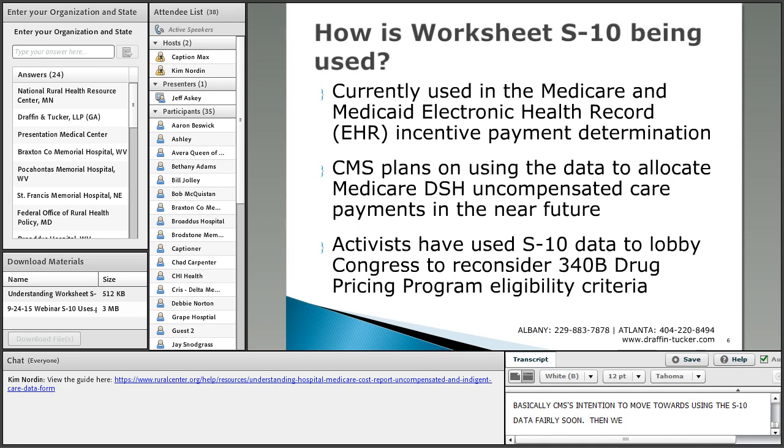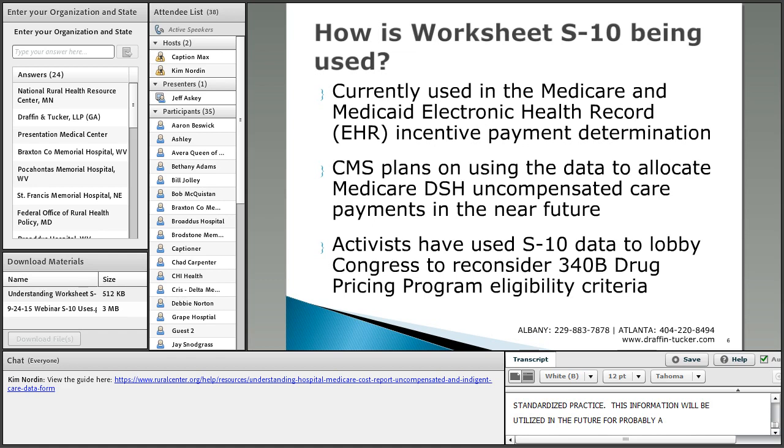So how is the Worksheet S-10 being used today? Well, we mentioned yesterday that it does have some impact on your Medicare and Medicaid electronic health record, EHR, incentive payments in the determination of how much your facility receives. I think we mentioned yesterday that those will be phasing out fairly soon, if they haven't already. CMS is planning to use the S-10 data to allocate your Medicare DISH uncompensated care payment pool in the near future. And again, we're not exactly sure when the near future is going to be, but it is basically CMS's intention to move towards using the S-10 data fairly soon.